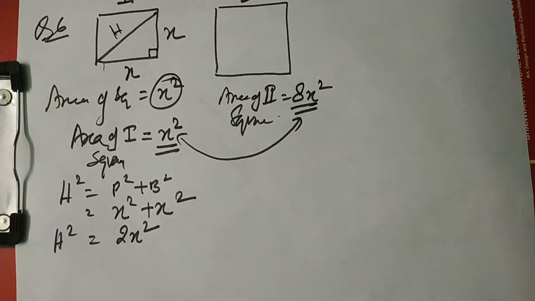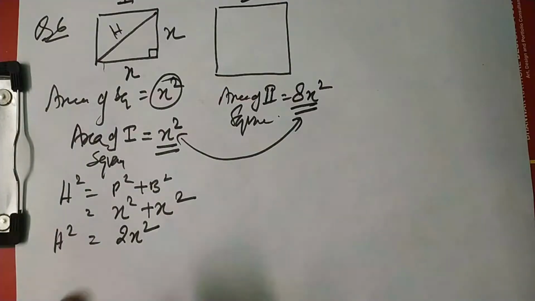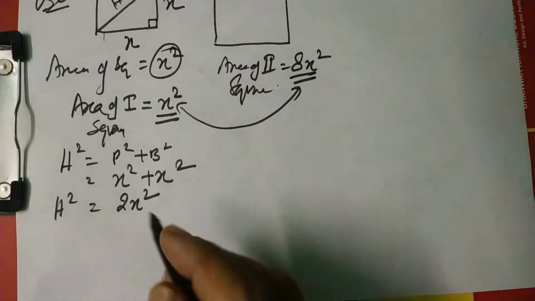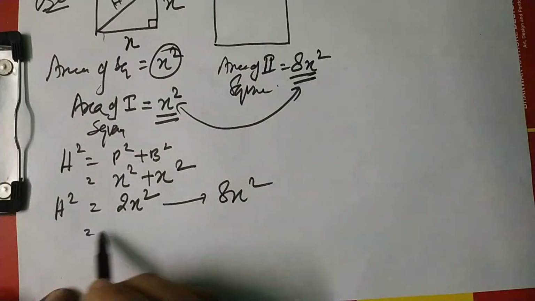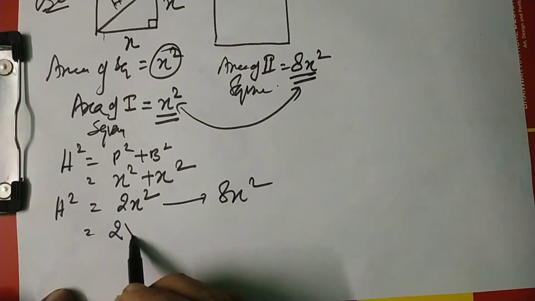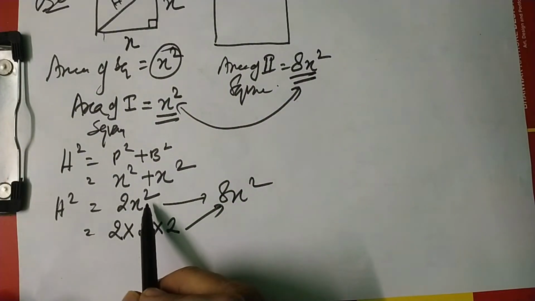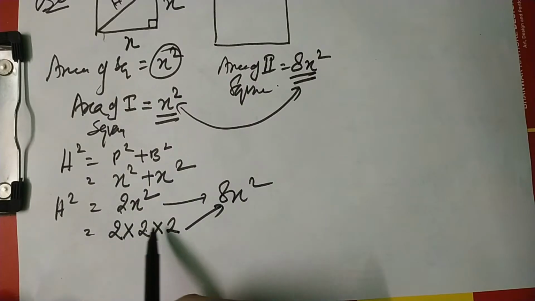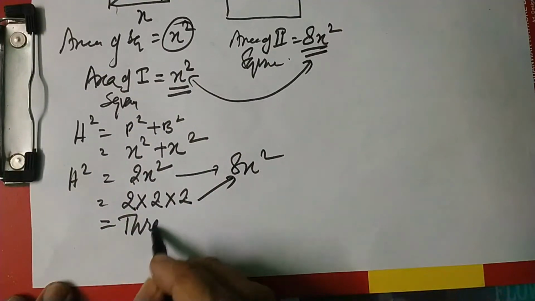Now the question says if h square is equal to 2x square, you have to get a square whose area is 8 times. So how many times do you have to apply this formula to get 8? So 2x square should become 8x square. How many times will you do it? So 2 into 2 into 2 will give me 8. It is already x square. How many times have I multiplied 2? 3 times.